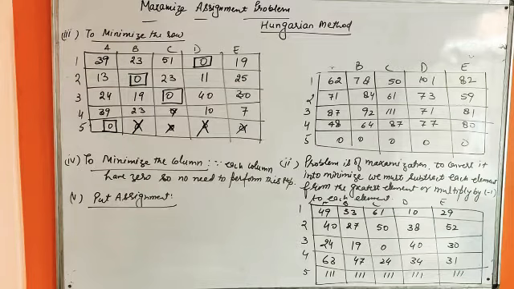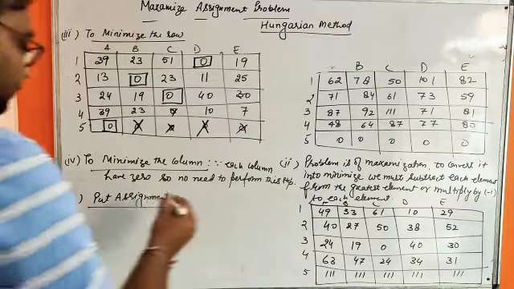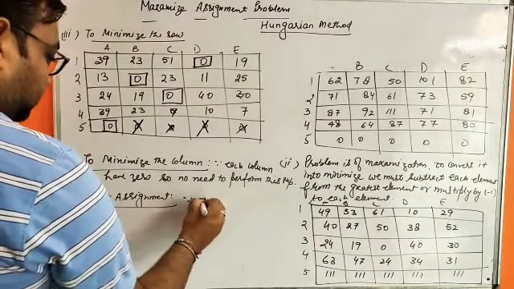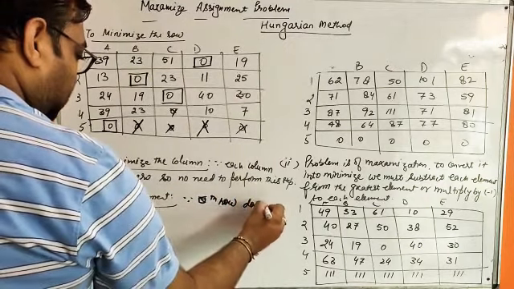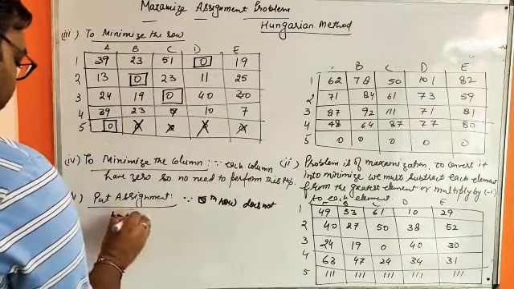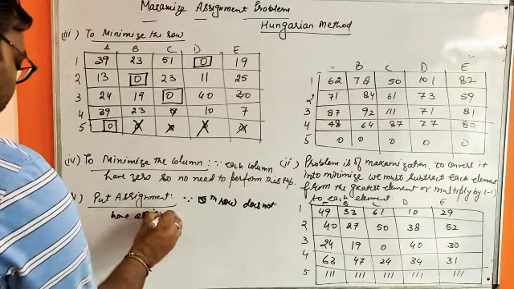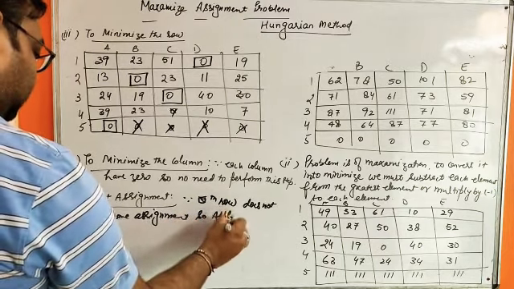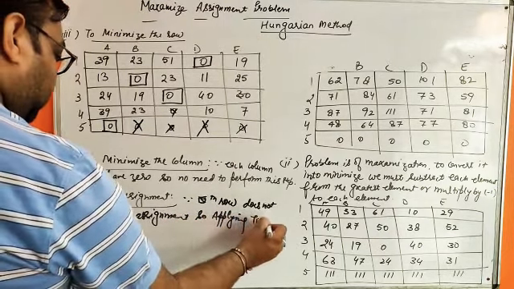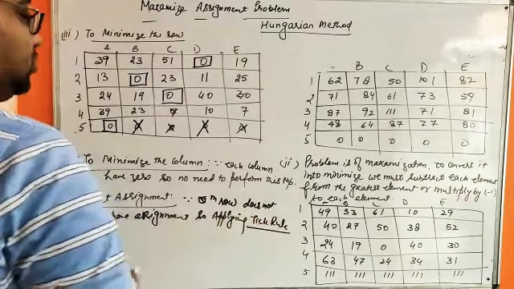Now see another condition, that the fourth row and fifth column do not have assignment. So the process is not completed. We have to apply the tick rule. Since the fourth row does not have assignment, we apply the tick rule. So how to apply this tick rule?